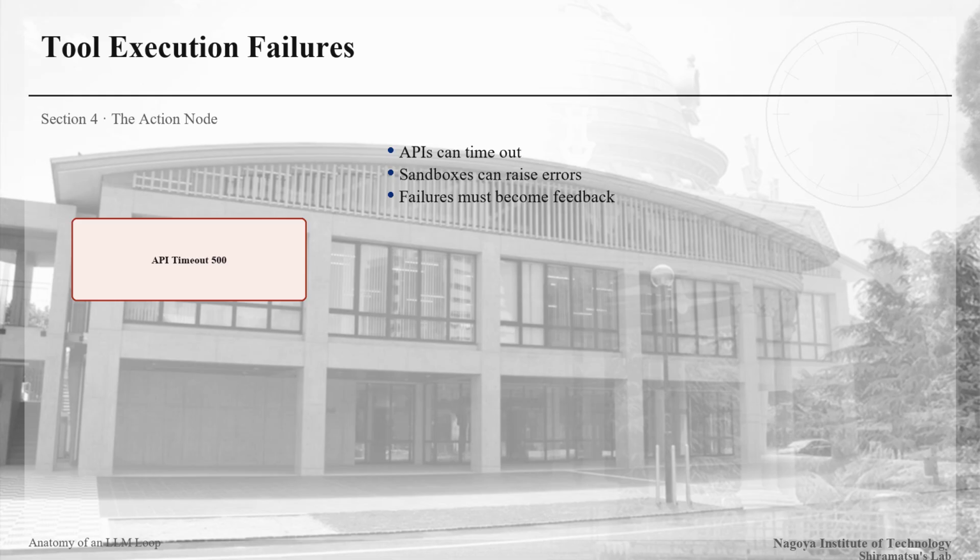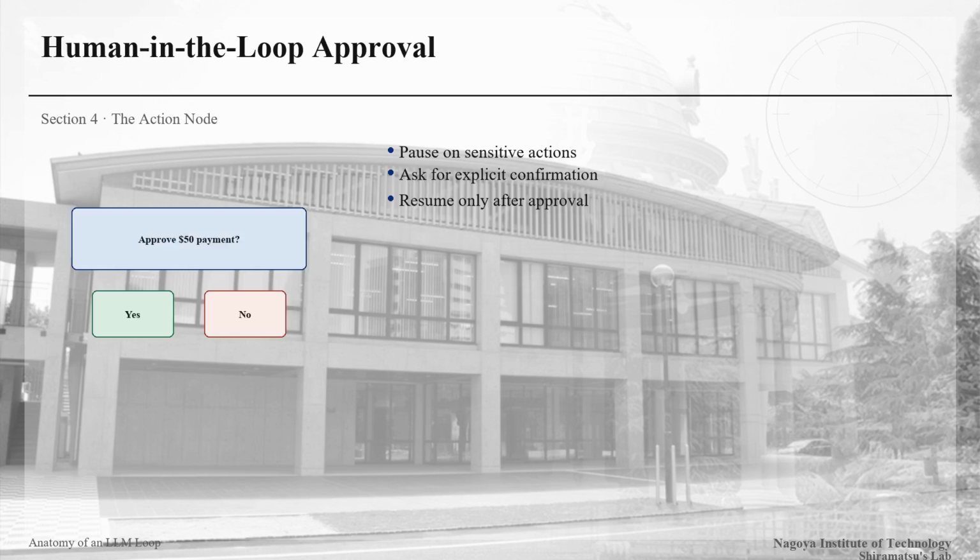Tools can fail, for example with an API timeout. Those failures must become useful feedback. Sensitive actions can pause for human approval, such as confirming a payment before continuing.